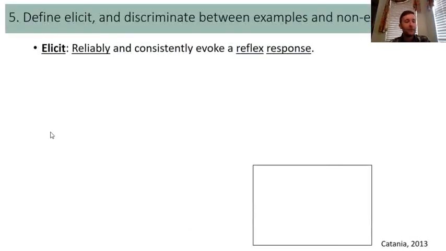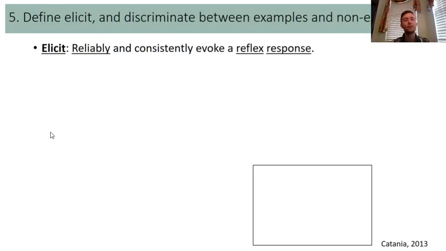Alright, objective 5 is to define elicit and discriminate between examples and non-examples. Elicit is to reliably and consistently evoke a response. And so what I especially don't want you to do is use the word evoke when you're talking about respondent behavior, specifically when you're talking about the effects of unconditioned or conditioned stimuli on respondent behavior, unless you're using it in this definition. If you use it in this definition, that's fine. Because later I'm going to talk with you about how the word evoke refers to a different antecedent function.